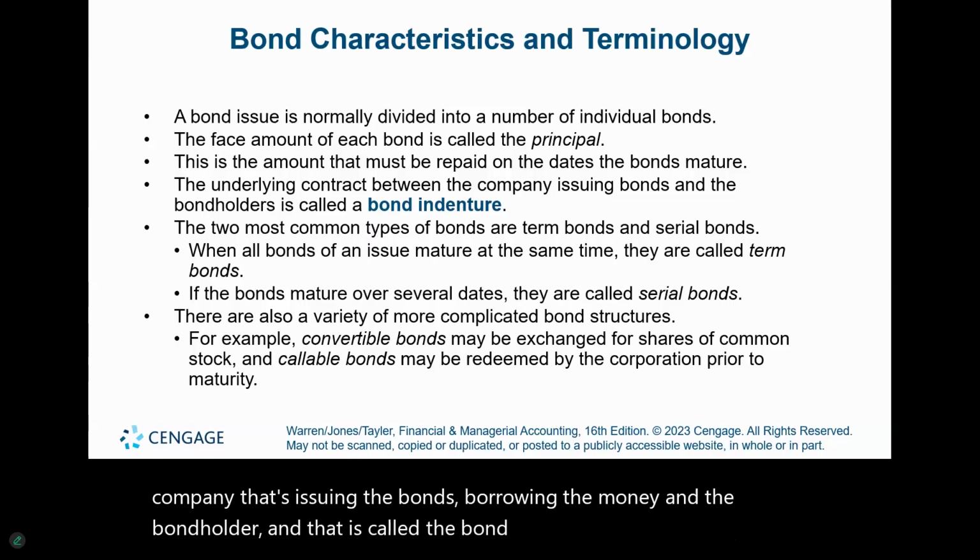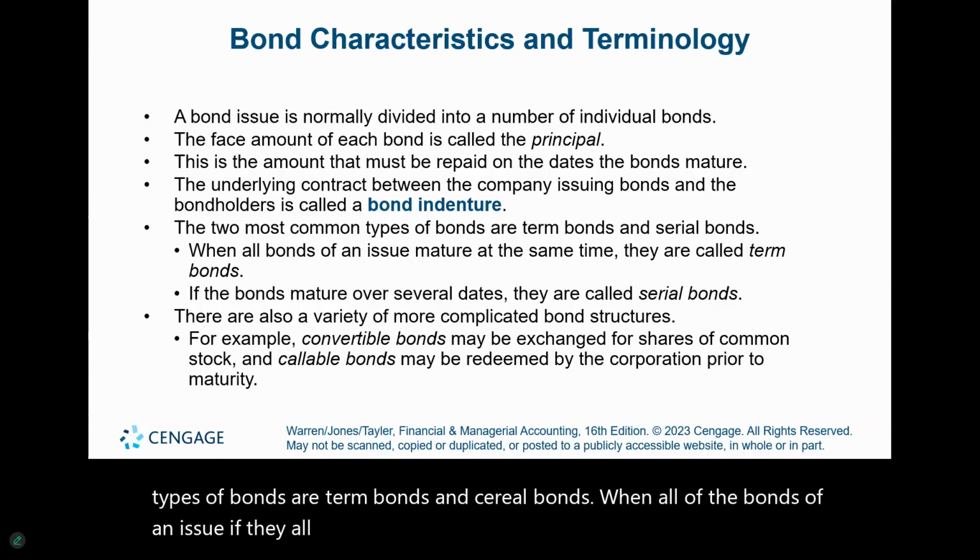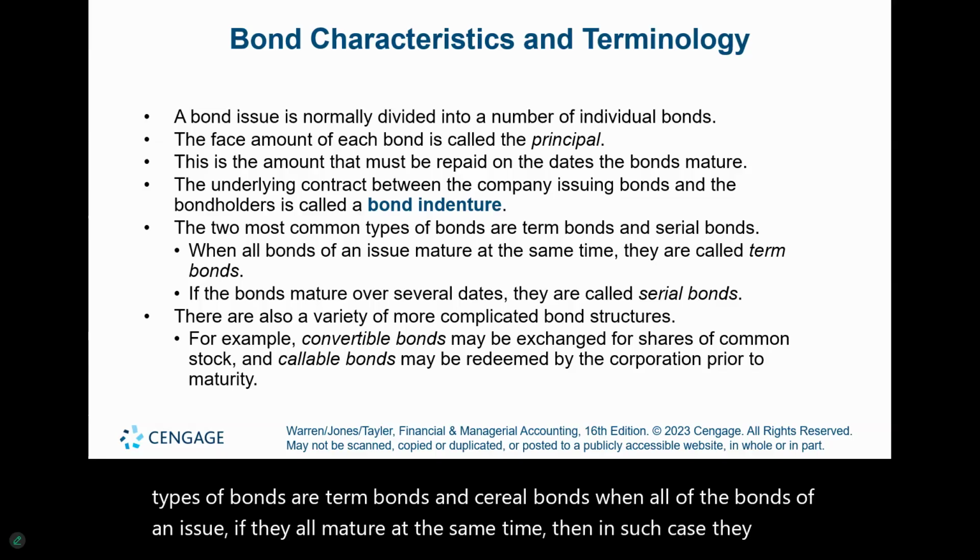The two most common types of bonds are term bonds and serial bonds. When all of the bonds of an issue mature at the same time, in such case, they are called term bonds.